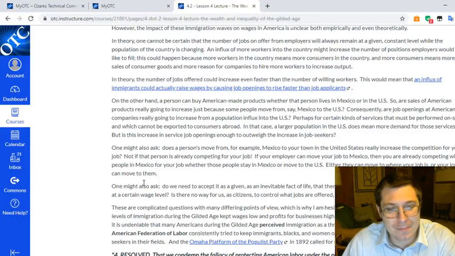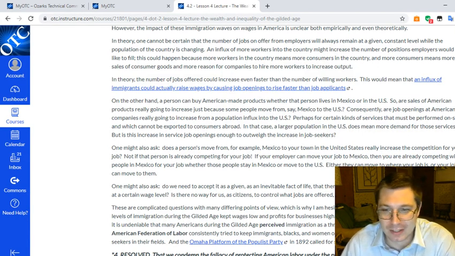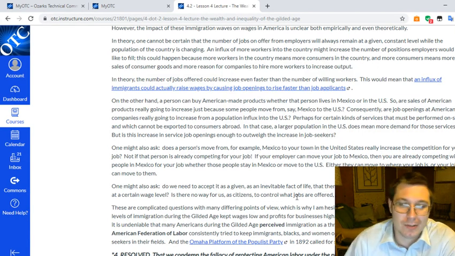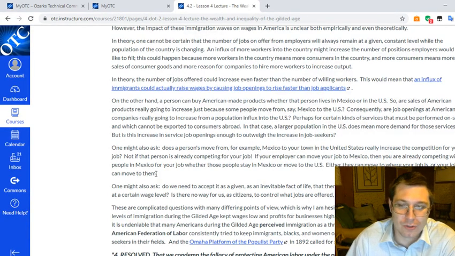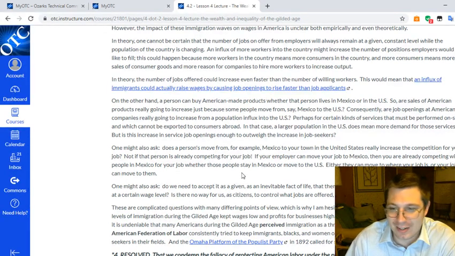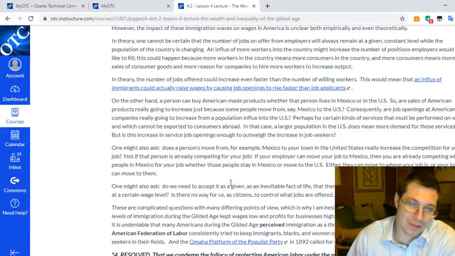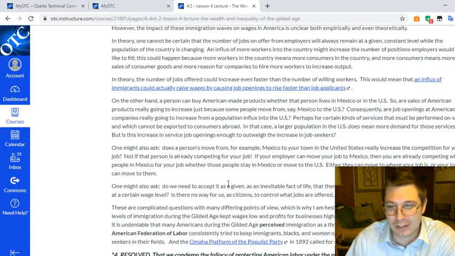One might also ask, do we need to accept it as a given, as an inevitable fact of life, that there will always be more job seekers than job openings at a certain wage level? Is there no way for us as citizens to control what jobs are offered and how many and at which wage levels? Now, these are complicated questions with many differing points of view, which is why I am hesitant to offer any simplistic theory about how the high levels of immigration during the Gilded Age kept wages low and profits for businesses high. That's a standard story that you often hear, but I'm not so sure about it.